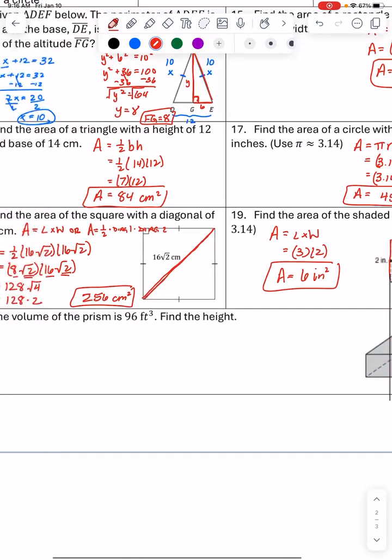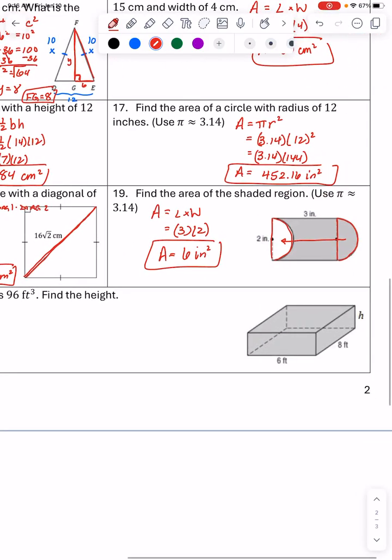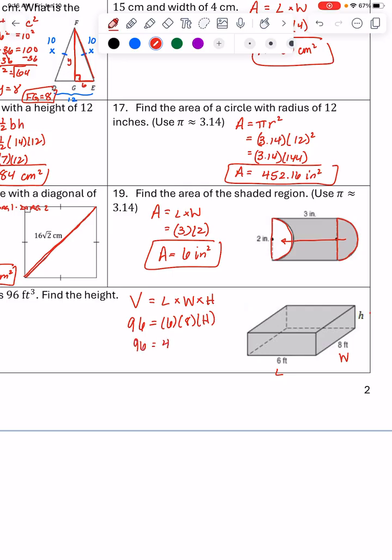And then for this one, the volume of this prism is 96 cubic feet. Find the height. So here's our prism. So the volume of a prism is length times width times height. So we know the volume is 96, length, width, height, right? So 6 times 8 times h. 6 times 8 is 48. And we divide out 48. So h is 2 feet.